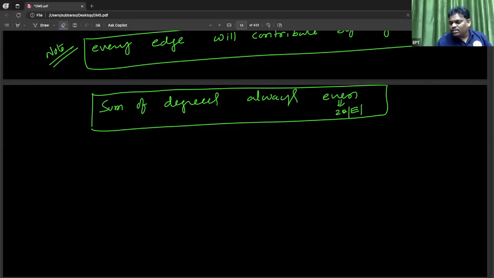Odd number of vertices are having odd degrees. Does it hold this property? Means the sum of degrees is not odd, not even degree. The sum of degrees is even.